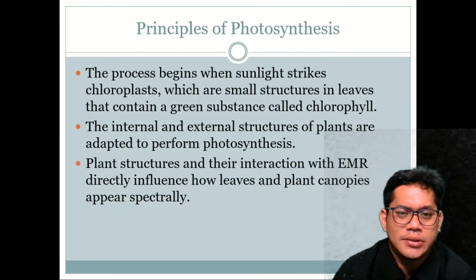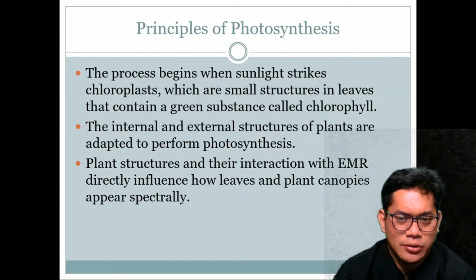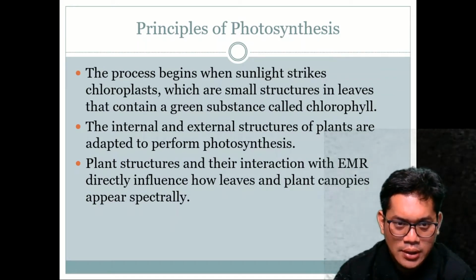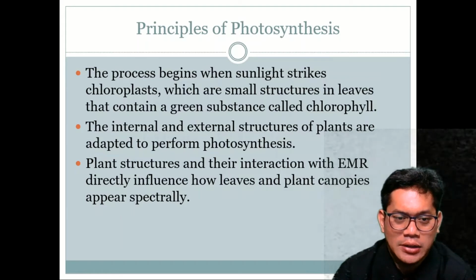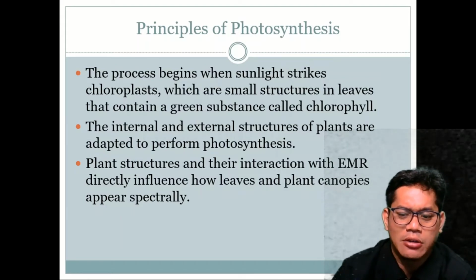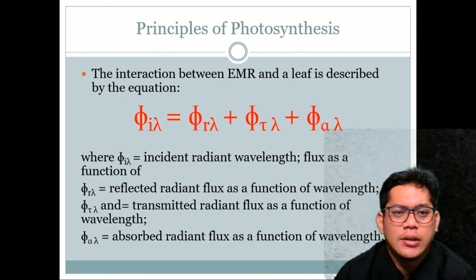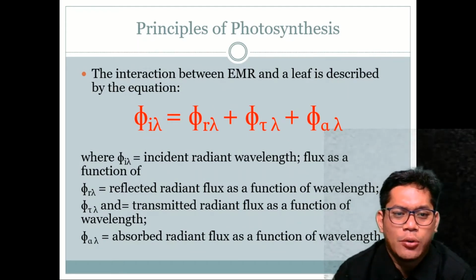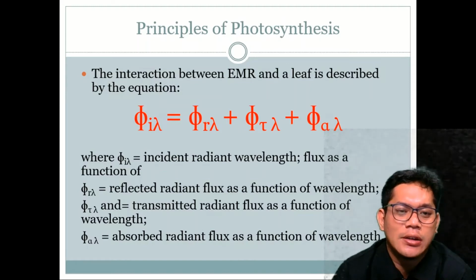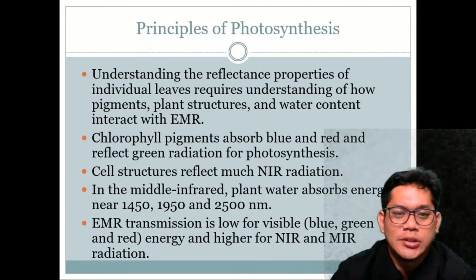And how the process happens: when sunlight strikes the chloroplast, the internal and external surfaces adapt to perform photosynthesis, and the plant structures and their interaction with electromagnetic radiation directly influence how leaves and plant canopies appear spectrally. And here the interactions happen where the reflected radiant flux as a function of wavelength is combined with the absorbed radiation, and produces the incident radiant flux that goes back to the remote sensing system.